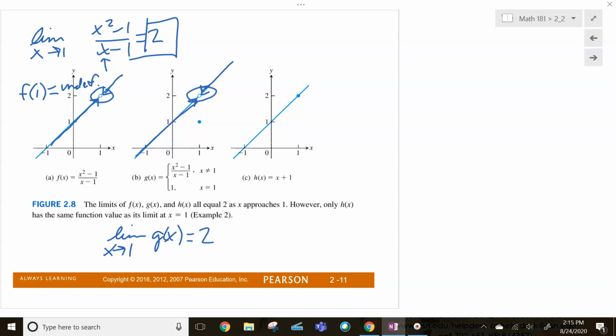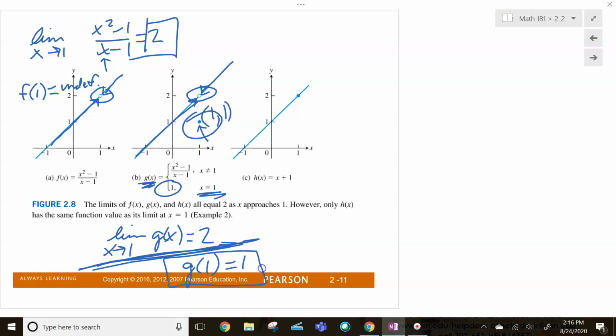Now, what's the functional value? What's g of 1? When I plug 1 in for x, when x is 1, what's the functional value? The value is 1. See it right there? It's actually defined. When x is 1, the y value is 1. g of 1 is 1. This is defined, but the limit's 2. It's getting arbitrarily close to 2.